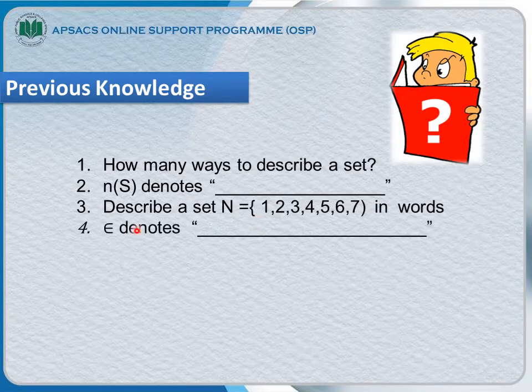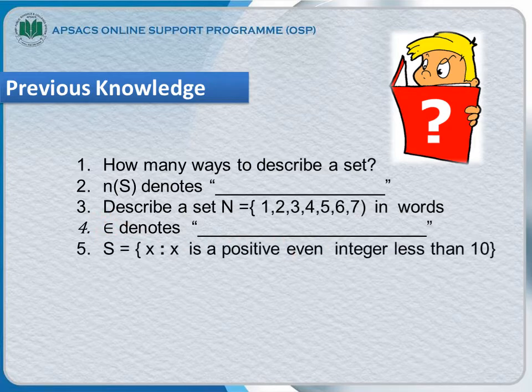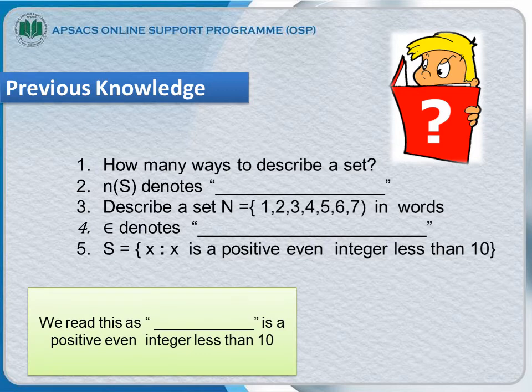Question number 4. This symbol denotes. What is meant by this symbol? Write in this blank. Question number 5. You have been given a set, and you have to tell, we read this as. You have to write in the blank. Is a positive even integer less than 10?